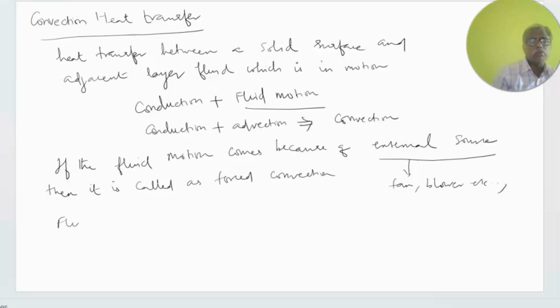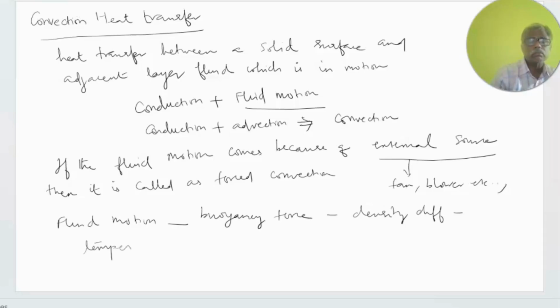When fluid motion comes because of buoyancy force, which results from density difference, which comes into the picture because of temperature difference, then it is called natural convection or free convection.